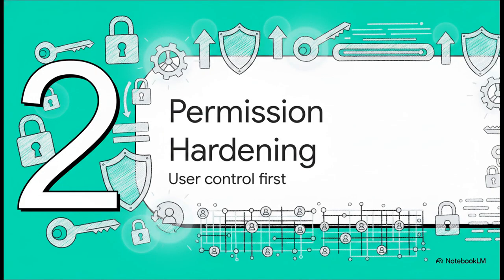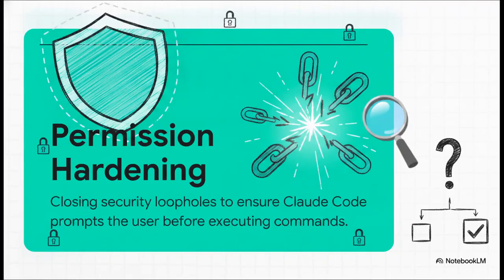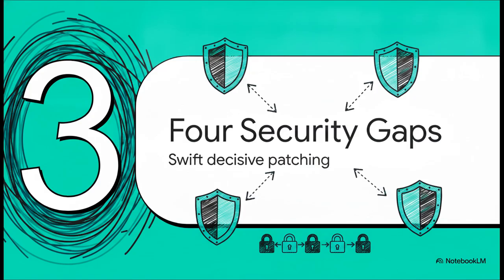Section 2. The big theme: permission hardening. To define what we actually mean here, permission hardening is the systematic closing of security loopholes. Before this update, there were certain edge cases where Claude Code was kind of slipping through security checks and executing actions without explicitly prompting the user. Obviously, that's a situation no developer wants to deal with. This patch is specifically designed to catch those edge cases and enforce a strict ask before acting policy across the board.